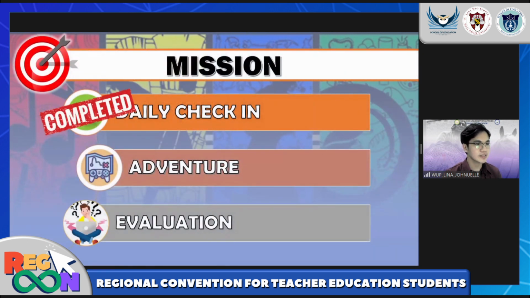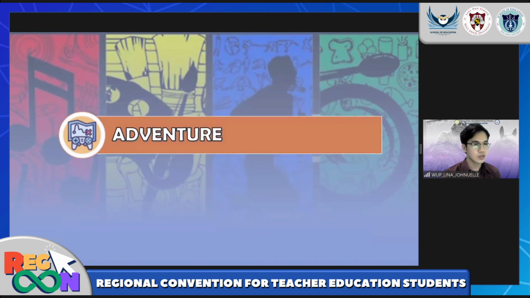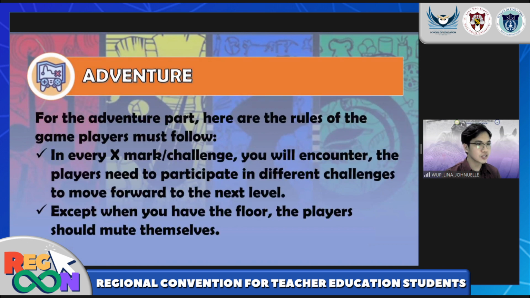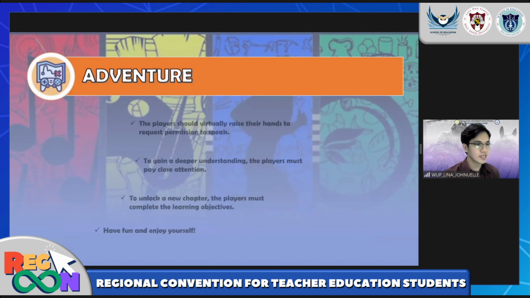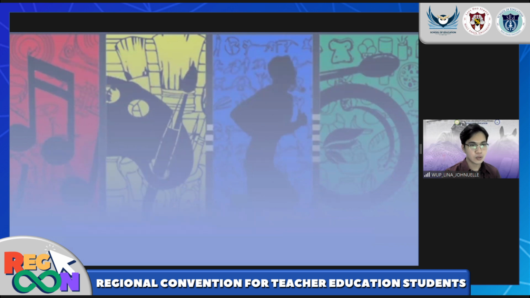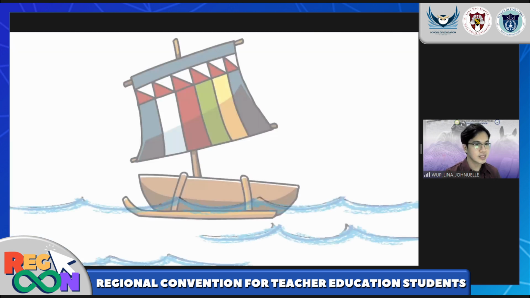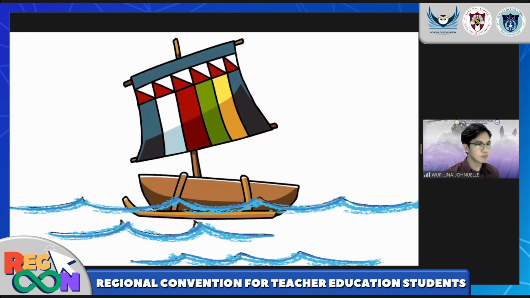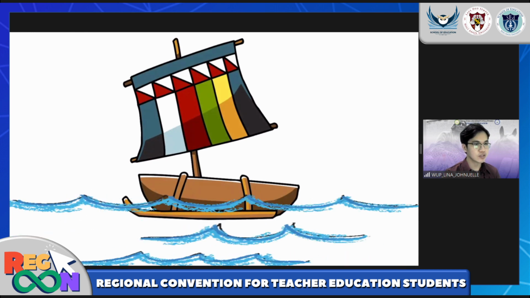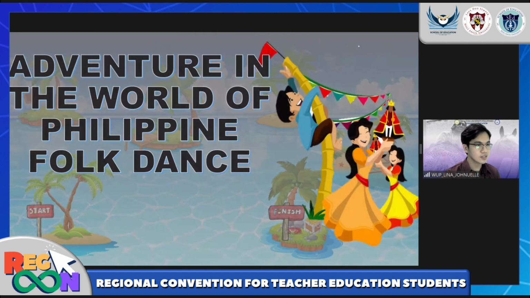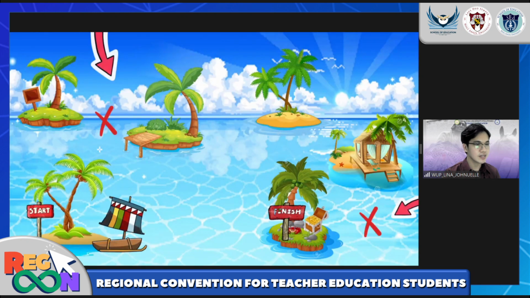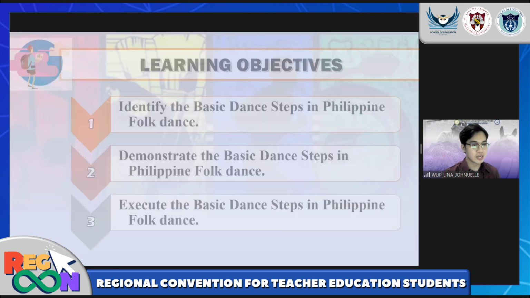Once the daily check-in is done, the class must move on to the adventure, which involves the creative discussion of the lesson content that involves the students through their participation. The Vinca boat manifests the exploration towards the various subtopics of Philippine traditional folk dance. Along the way, the students will encounter activities that scaffold learning before the discussion. The adventure also integrates the lesson objective.